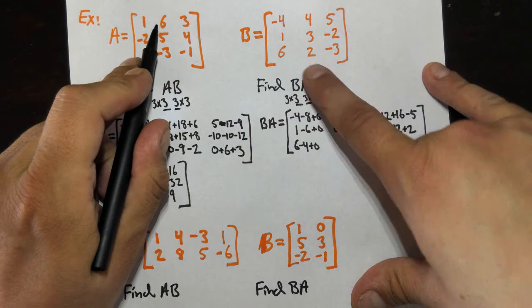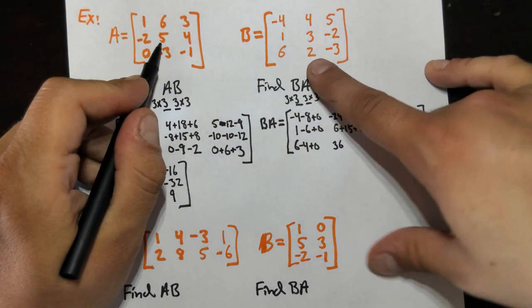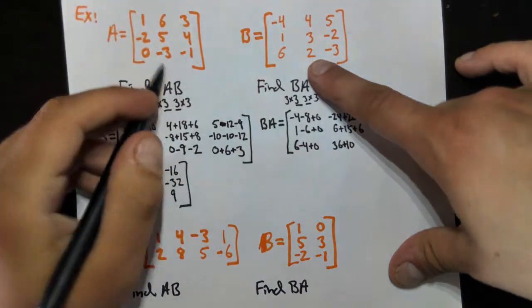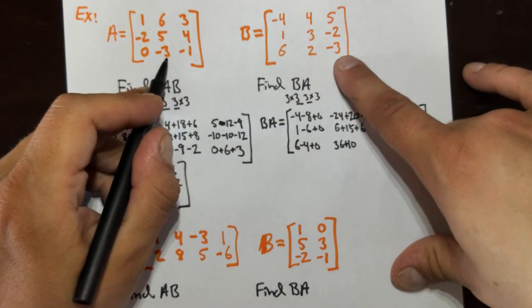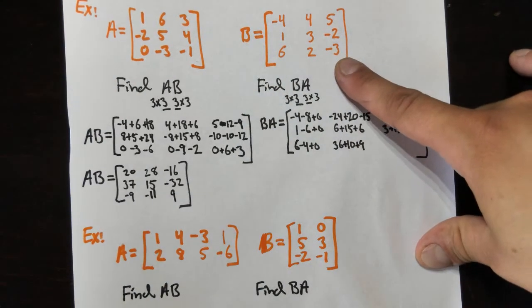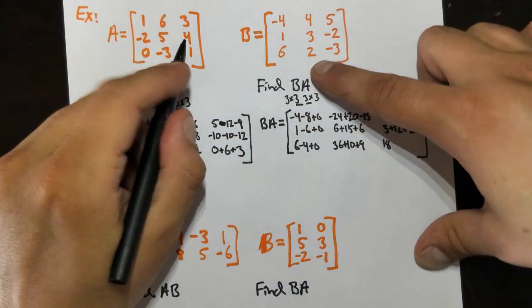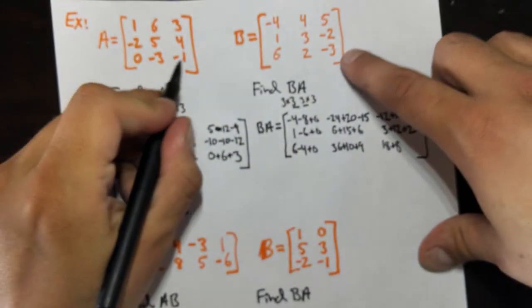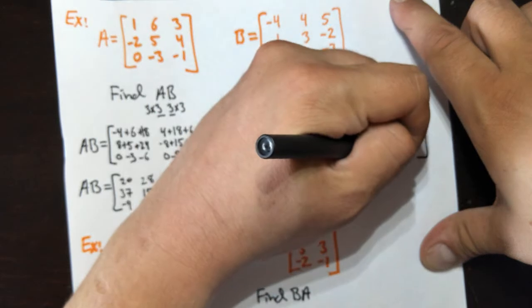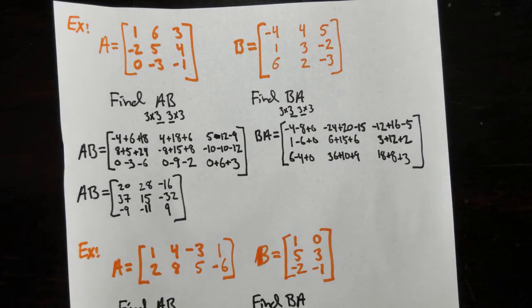Now middle column, 6 times 6 is 36, 5 times 2 is 10, and 3 times -3 is +9. And then last row, last column, 6 times 3 is 18, 2 times 4 is 8, and -3 times -1 is +3. Alright, so now, again, time to add these together.